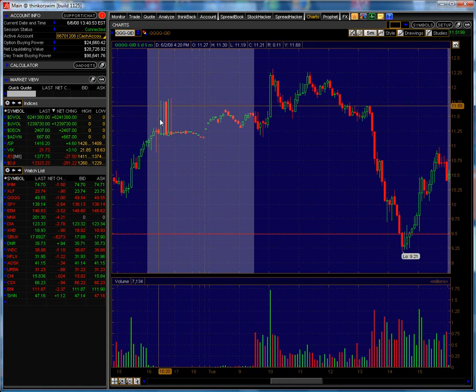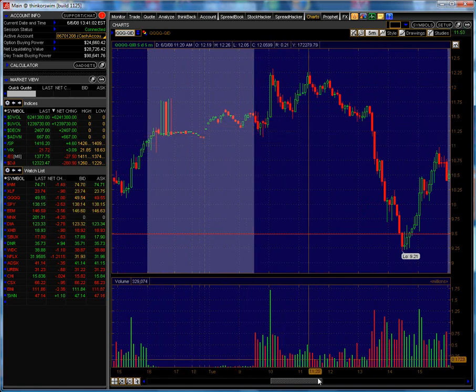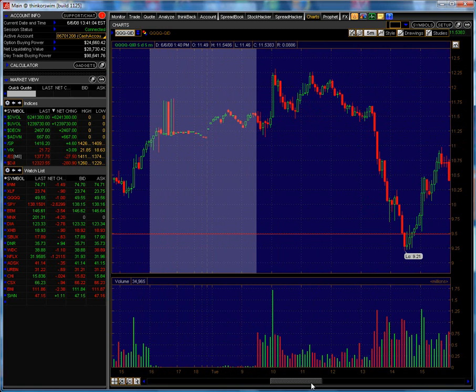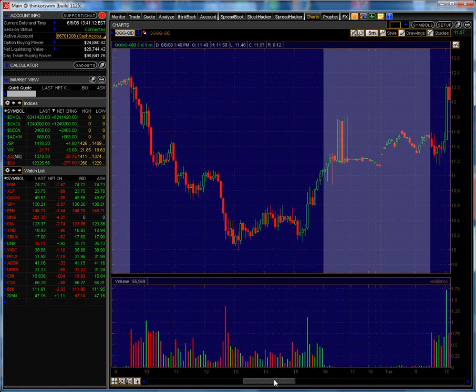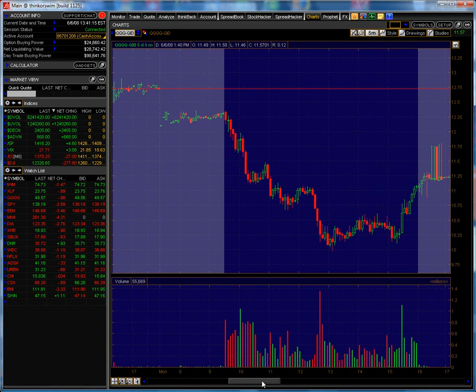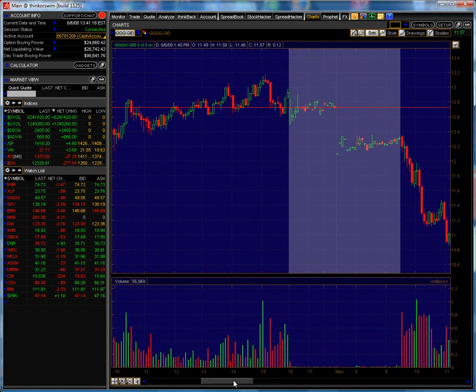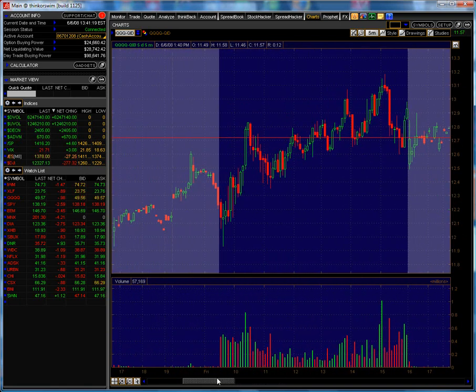You can get some erratic movement like this, but when it starts to trade down, there's no large bars in here, so it's not as predictive. It's not as helpful when it comes to predicting movement in the overnight session for the day. You really want to see those large bars.